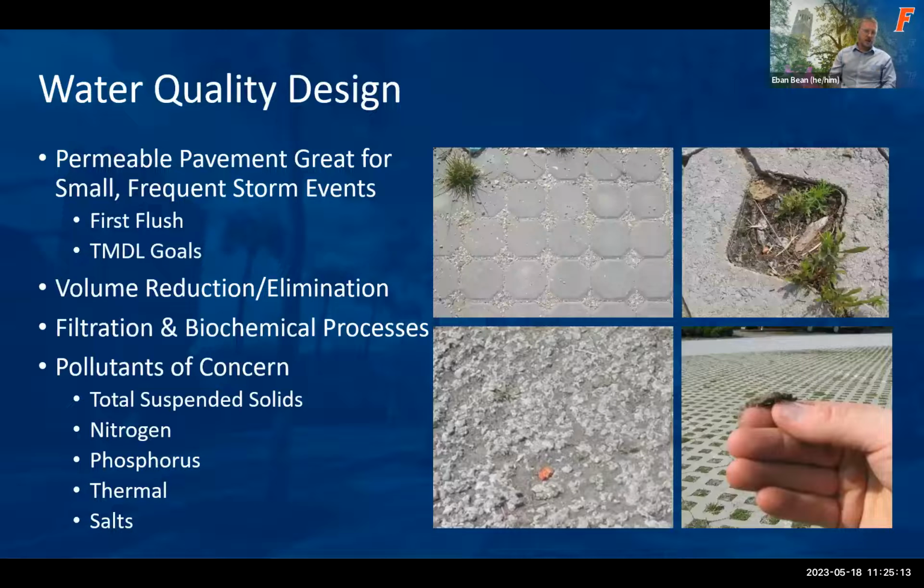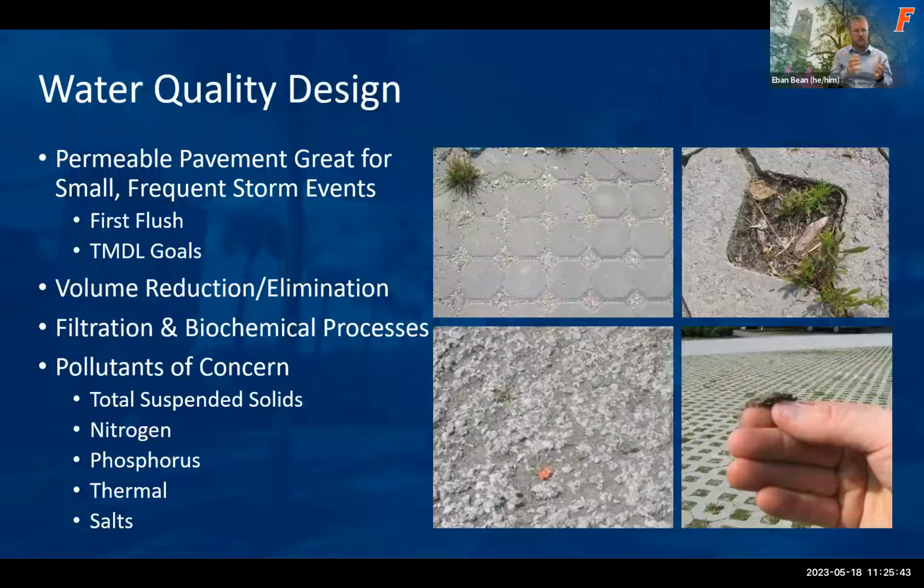With water quality design, we can use permeable pavements pretty effectively to address a lot of our water quality concerns and issues. Depending on how we are utilizing permeable pavements, particularly the fate of the water that infiltrates that pavement system, we can achieve several pollutant reduction goals. Permeable pavements are really good at reducing pollutants from first flush and addressing TMDL goals.